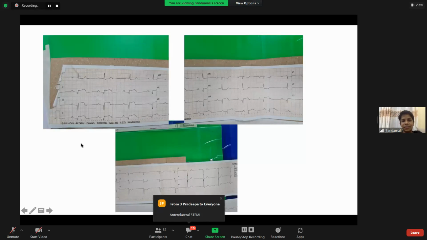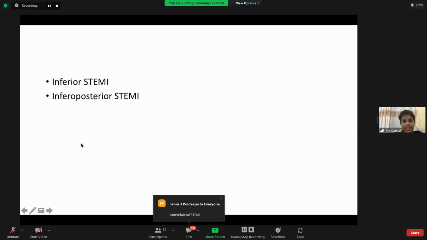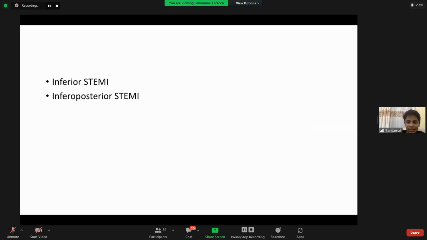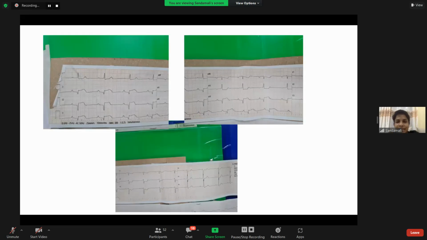If you can go through the ECG, I will come back to it. These are simple questions. So, is it inferior STEMI or is it infero-posterior STEMI? 1 inferior STEMI, 2 infero-posterior STEMI. I don't know if it is not clear. These are L1, L2, L3, aVR, aVL, aVF, V1, 2, 3, 4, 5, 6. Hope the ECGs are clear for you. You can answer again, if you like.